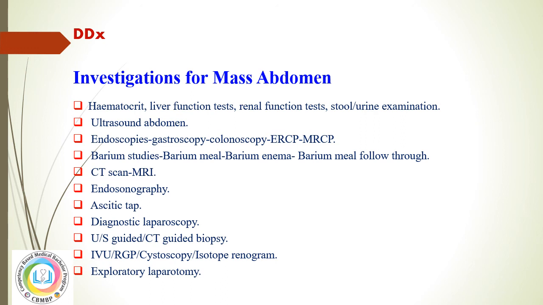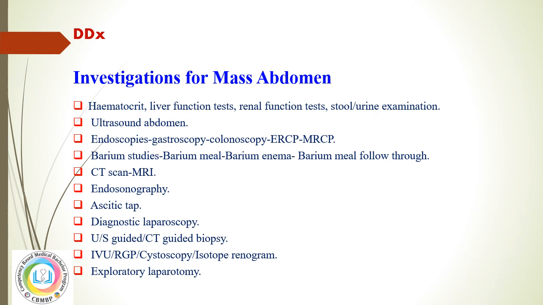What are the investigations needed? Laboratory investigations like CBC, liver and renal function tests, ultrasound examination of the abdomen, or endoscopic examination like upper and lower endoscope, contrast studies like barium meal and barium enema and follow through, CT and MRI examination of the abdomen, endosonography during endoscopic examination by ultrasound loaded on the terminal end of the endoscope, to be more close to the organs, and this will give very important and accurate data.